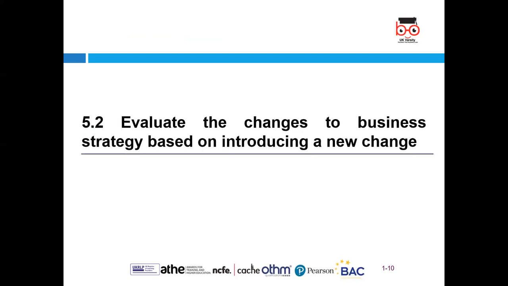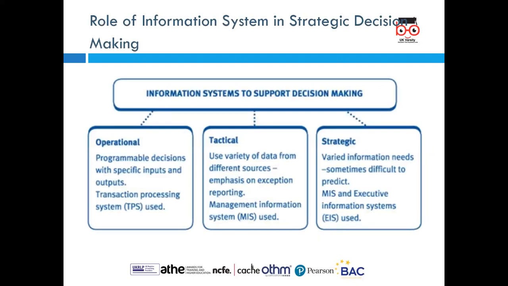Now we're going to evaluate the change to business strategies based on introducing a new change. So what do we mean by this? We're going to evaluate the roles of information systems. As we can see, there are three types of roles. We have operational, which will come from our managers, who are going to be driving these tasks. Then we have practical, where you have use of a variety of data from different sources. And lastly, we have strategic, where you have varied information and need something difficult to predict.